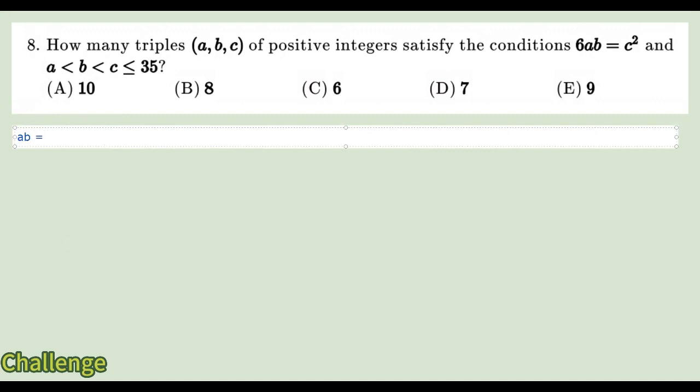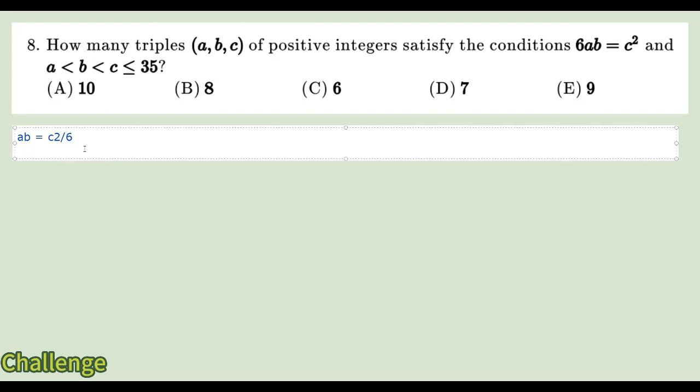So we have AB is equal to C squared divided by 6. So we know that C squared has to be divisible by 6. Now, we also know that C is less than or equal to 35. So can we deduce any information on what numbers C can be? C can be 30, 24, 18, 12, or 6, I think. Yeah, exactly.